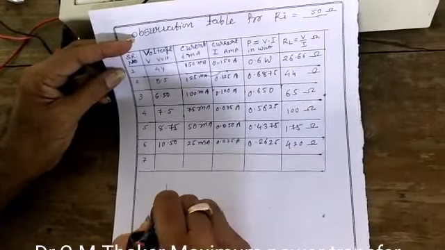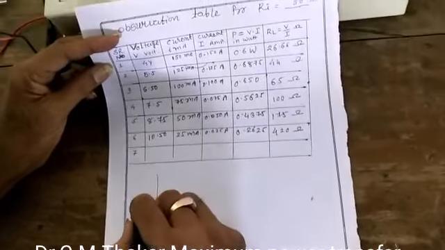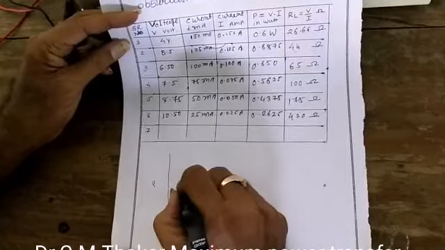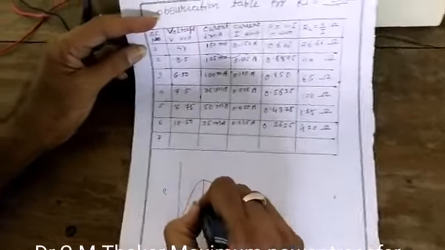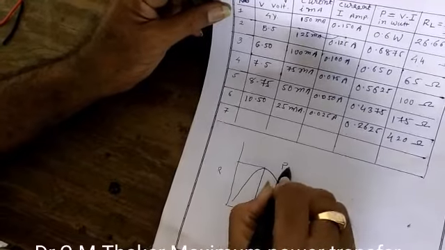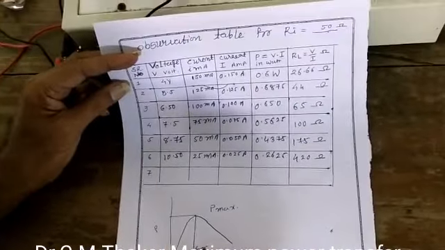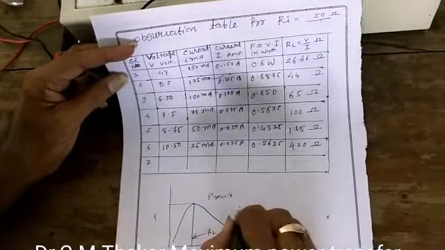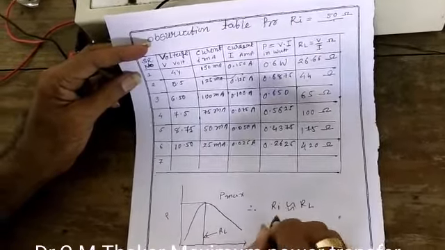So suppose you draw the graph. This graph will be like that. This is RL with different values, and this is power. So this will be like that. And suppose this is the maximum value of the power, at that time the load resistance RL is almost equal to Ri. This will also be shown from the graph that we will do later on.